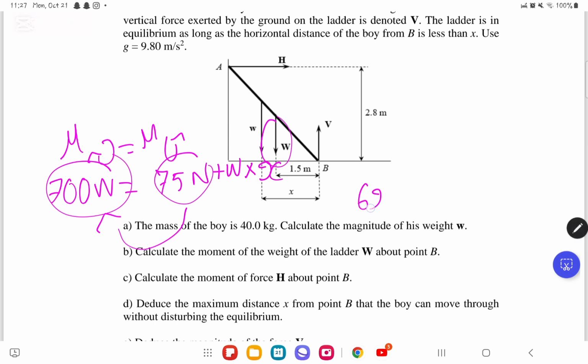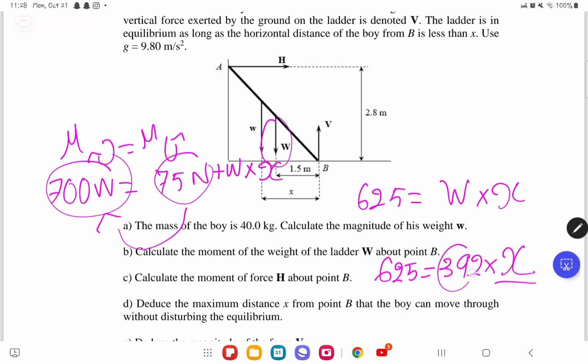So now 625 is equal to the weight of the boy times the maximum distance he can move. His weight, we used, was 392, sorry. So 625 is equal to 392 times the maximum distance, x. So bring it here and divide it by 392. x is then approximately 1.6, or 1.59. Okay, 1.6 or 1.59.